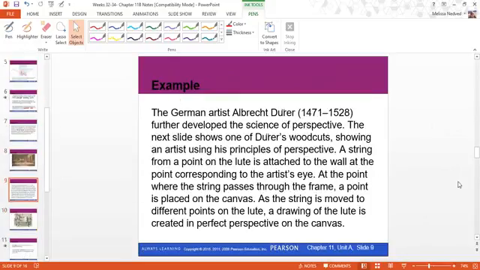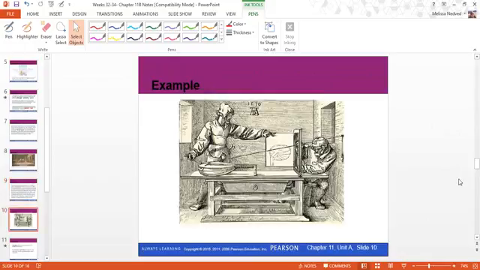The German artist, I think his name is Albrecht Dürer, further developed the science of perspective. The next slide shows one of Dürer's woodcuts showing an artist using his principles of perspective. A string from a point on the lute is attached to the wall at the point corresponding to the artist's eye. At the point where the string passes through the frame, a point is placed on the canvas. As the string is moved to different points on the lute, a drawing of the lute is created in perfect perspective on the canvas. So this is a really neat way to scientifically get the exact perspective needed to have this drawing of the lute. Just a really neat thing that dates all the way back to the 1400s and 1500s.